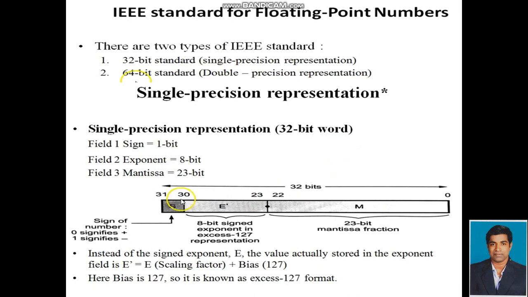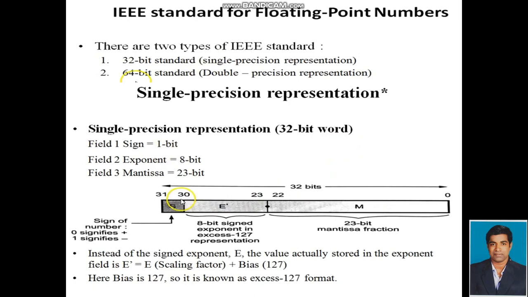IEEE standard for floating point numbers. There are two types of IEEE standard: one is the 32-bit standard, single precision representation, and the second is the 64-bit standard, double precision representation. In single precision representation, a 32-bit word, field 1, sign, is 1 bit. Field 2, exponent, is 8 bits. Field 3, mantissa, is 23 bits.